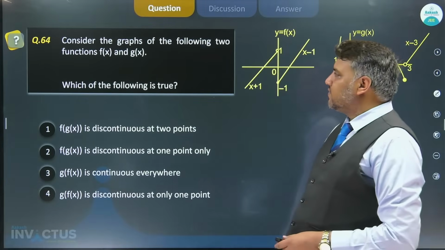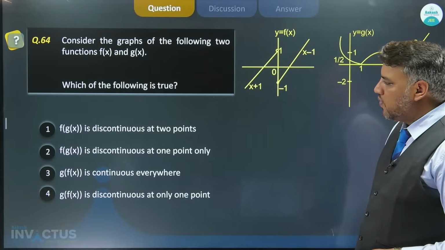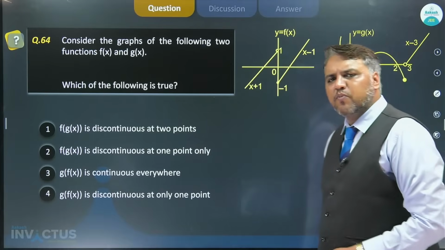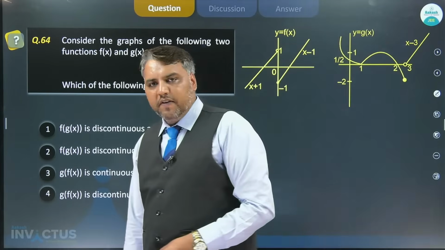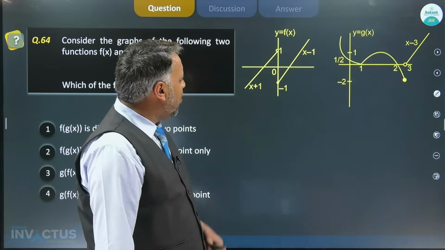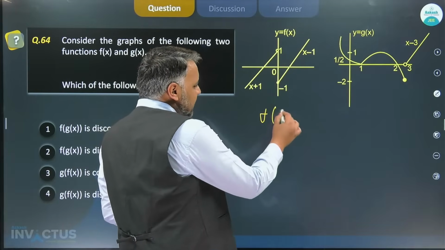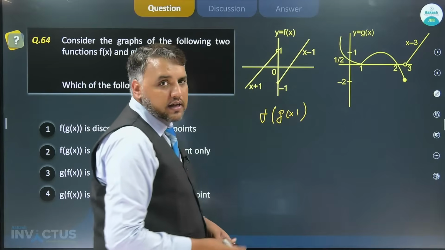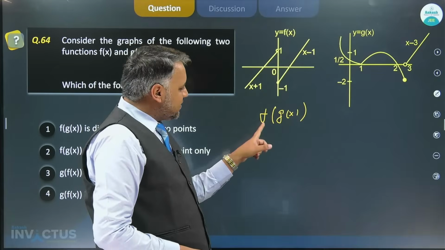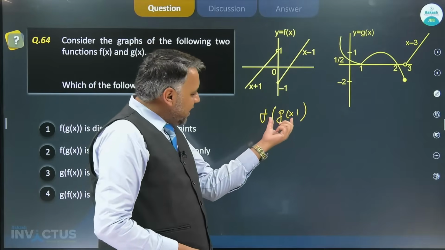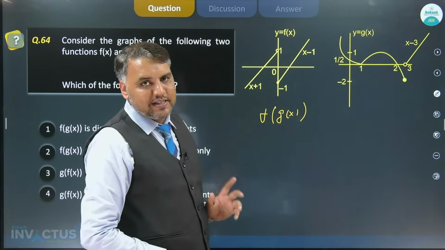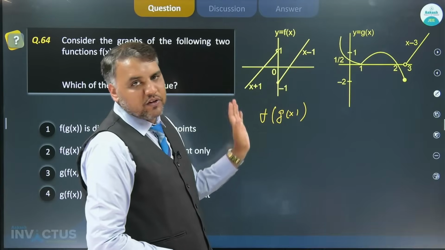Okay. Consider two graphs of the following two functions fx and gx. We have to find f of gx is discontinuous or g of fx is discontinuous. We have to check the points of discontinuities of f of gx and g of fx. So either we find the composite functions f of gx and g of fx, or directly we can say by f of gx will be discontinuous. Look, fx is discontinuous at x is equal to 0. So the chances that f of gx is discontinuous will be at that point where gx is 0, or gx itself is discontinuous at some point. So we can only check at those points.